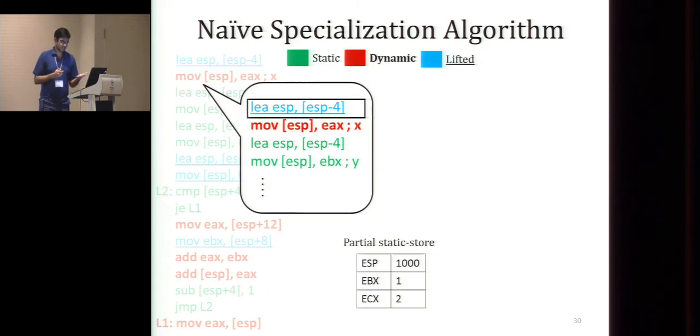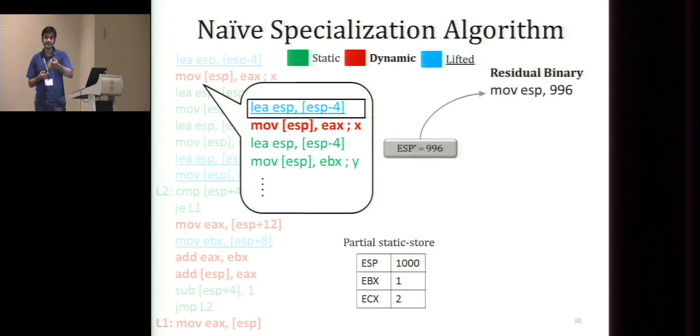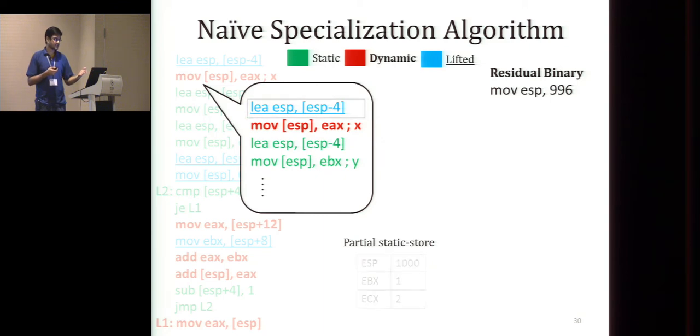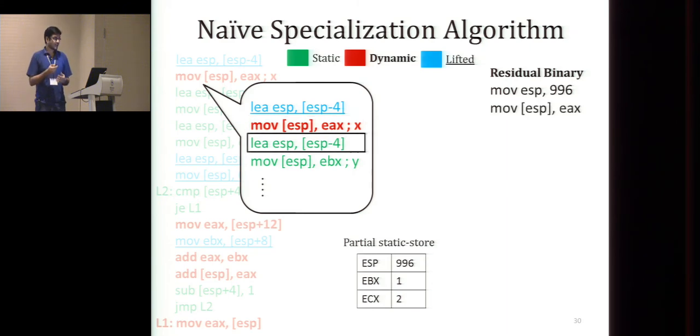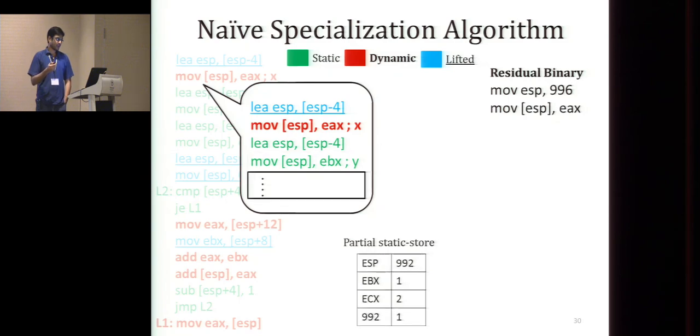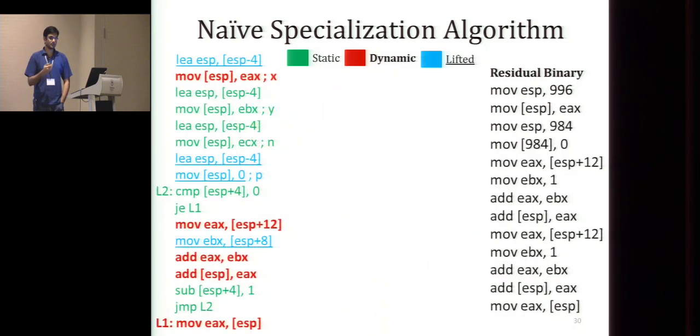Now the first instruction is lifted, so we invoke reduce. So we convert it into a formula, specialize it with respect to the store, and then synthesize the residual code. We also evaluate lifted instructions because lifted instructions are originally static. The next instruction is dynamic, so we just emit it. The next couple of instructions are static, so we evaluate them. And we proceed in a similar manner to obtain our residual binary.